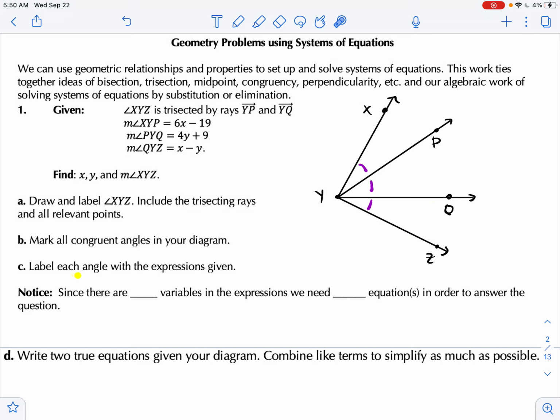And then it says to label each angle with the expressions given. So XYP is 6x minus 19, so I can say this is 6x minus 19. PYQ is 4y plus 9. And QYZ is x minus y.